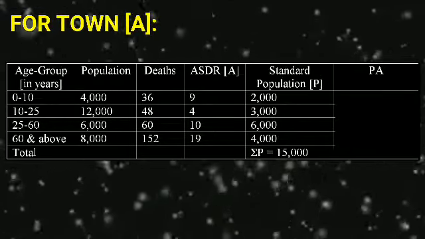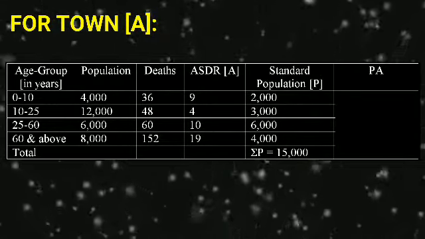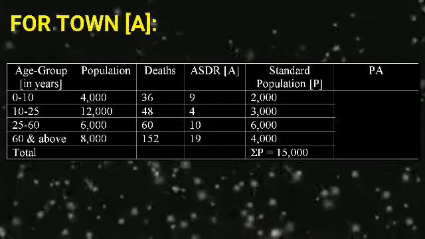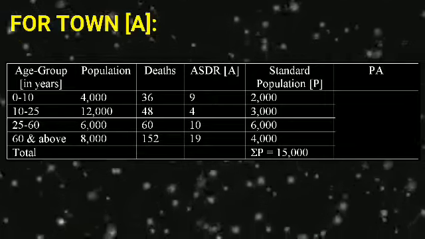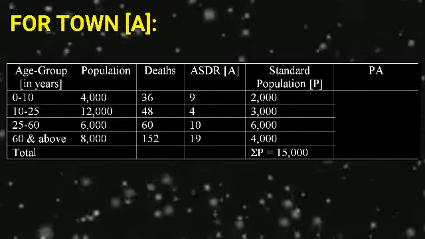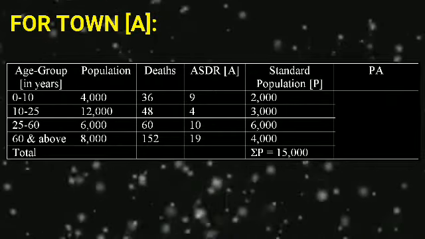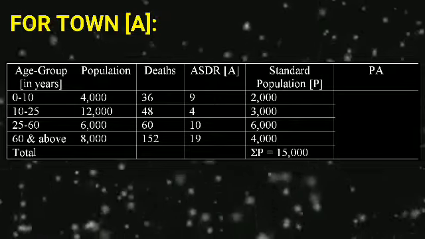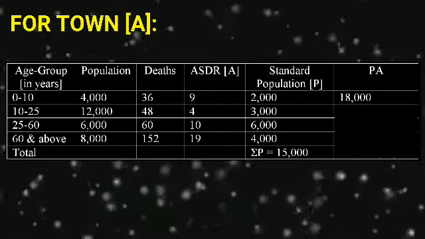Now, in the last column, find P into A, that is, the standard population multiplied by the respective ASDR value. So, the standard population is denoted as P, and A is your ASDR value for the first town. For this question, the first value is 2000, which is P, multiplied by A, which is 9. So, 2000 into 9 is 18,000.